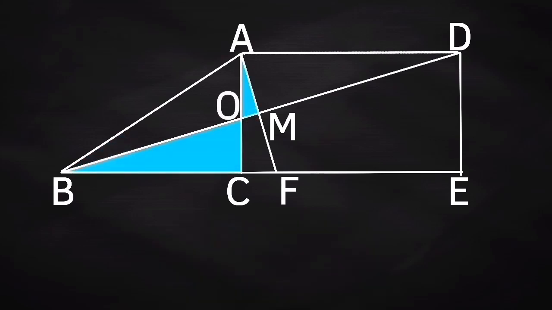Consider now right triangles AOM and BOC. Angle M equals angle C equals 90 degrees. Also, they share an angle from a pair of vertically opposite angles at O. Therefore, they are similar. Hence, angle OAM equals angle OBC.